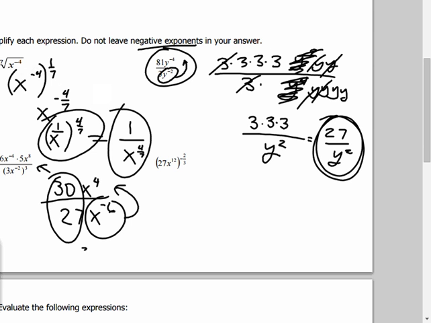So I'm going to break this down into 3 times 10 over 3 times 9, and then the x to the 6th goes up with the x to the 4th, and that makes x to the 10th. These cancel. 10 x to the 10th over 9.